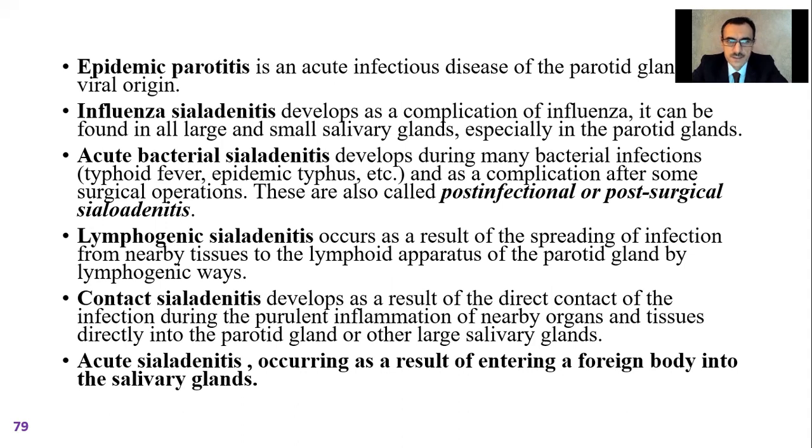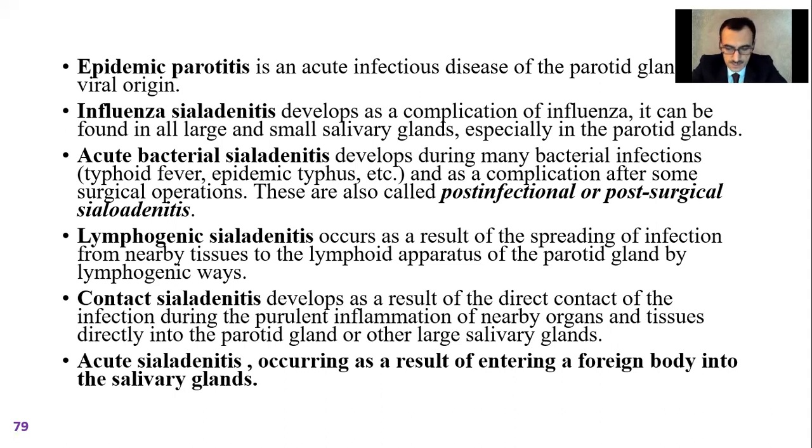Influenza sialadenitis develops as a complication of influenza. It can be found in all large and small salivary glands, especially in the parotid glands. Acute bacterial sialadenitis develops during many bacterial infections, typhoid fever, epidemic typhus, etc., and as a complication after some surgical operations. These are also called post-infectious or post-surgical sialadenitis.